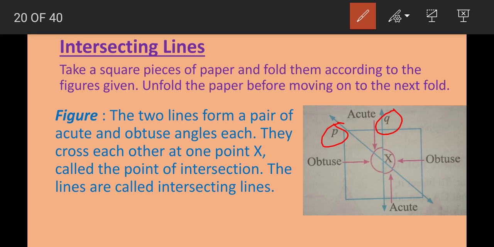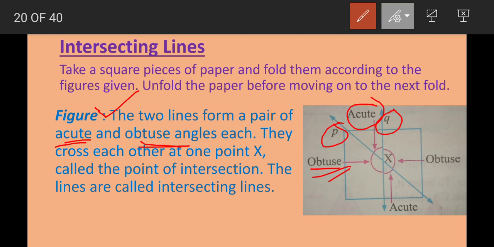When we unfold it, the two lines form a pair of acute and obtuse angles. Acute angle means an angle between 0 and 90 degrees, greater than 0 degrees and less than 90 degrees. Similarly, obtuse angle means an angle greater than 90 degrees but less than 180 degrees. So when these two lines cross each other, they form a pair of acute and obtuse angles. As you know, a straight angle means 180 degrees. So if one angle is acute, the other will obviously be obtuse.